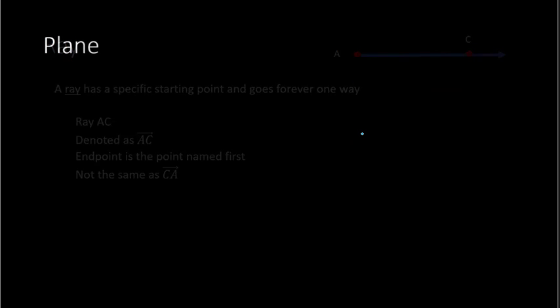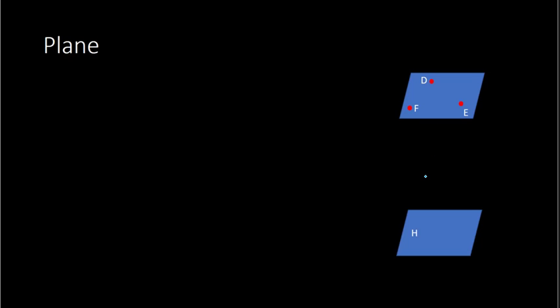Next term we have is the word plane. A plane you can think of as being a flat surface. So it could look something like this or like this when I draw this. So examples in real life could be maybe a floor or a wall or a tabletop. That is an example of a plane.